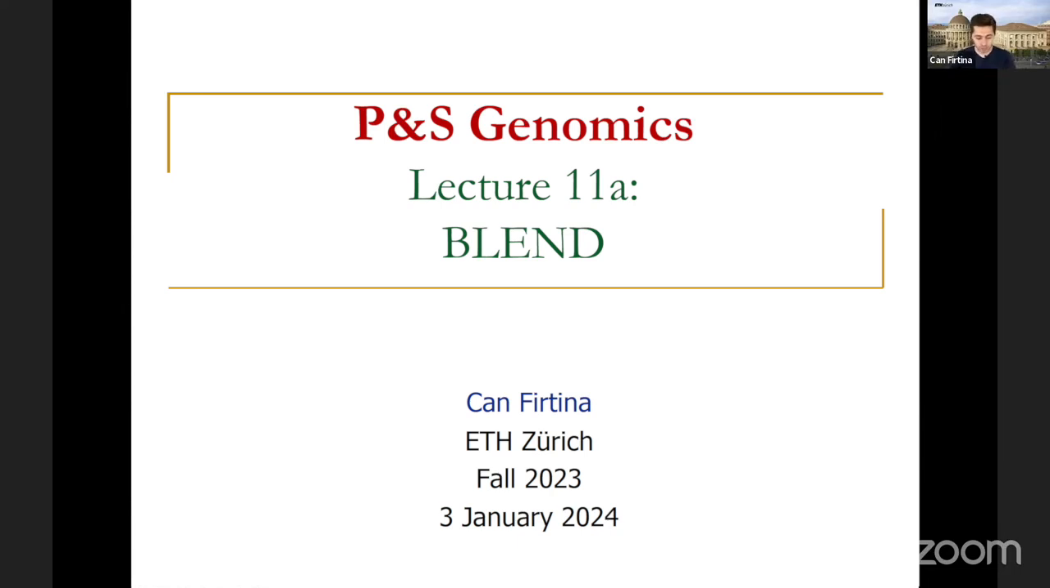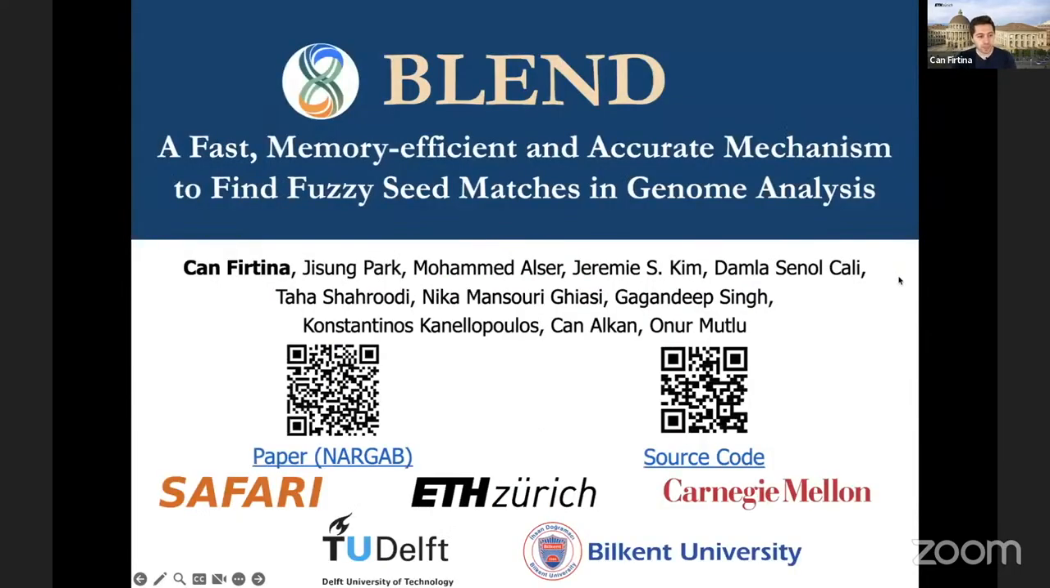As I said, I'm going to first present BLEND today. BLEND: a fast, memory-efficient, and accurate mechanism to find fuzzy seed matches in genome analysis. This work was published in Nucleic Acids Research Genomics and Bioinformatics this year, and it was also presented at the RowHammer conference a month ago. This is a collaborative work with ETH Zürich, our software research group, Carnegie Mellon, TU Delft, and Bilkent University.